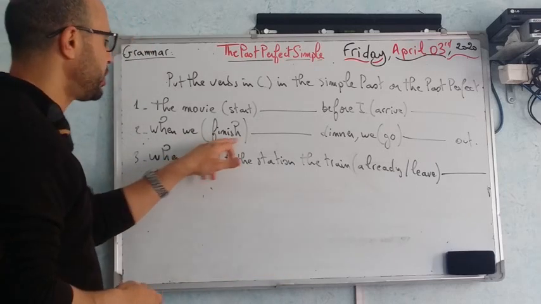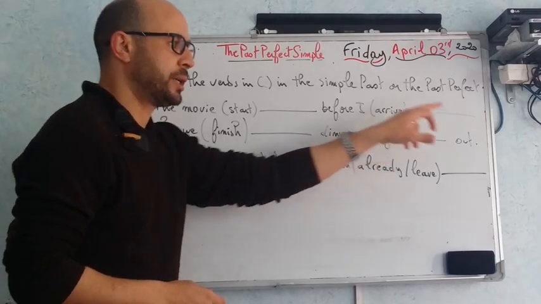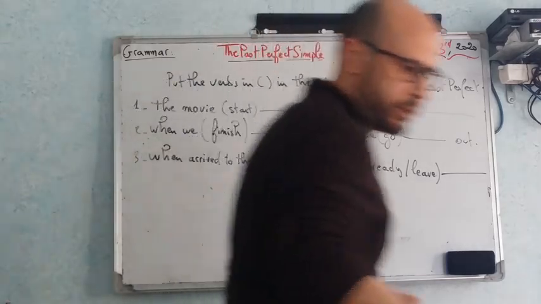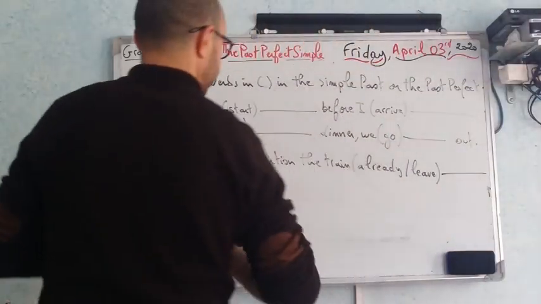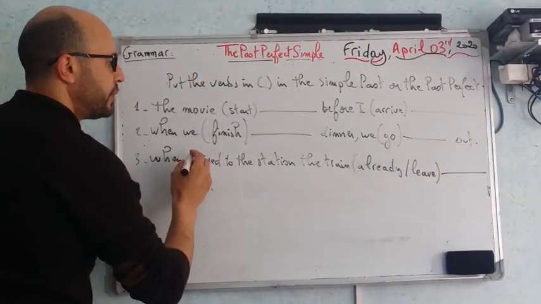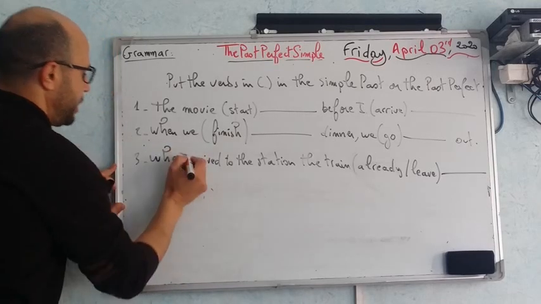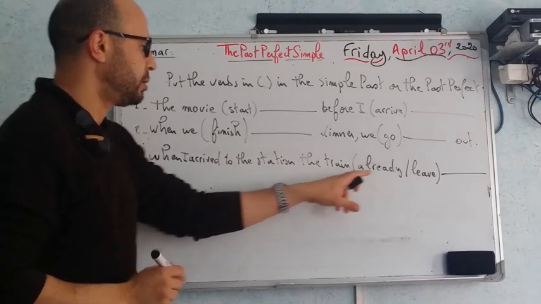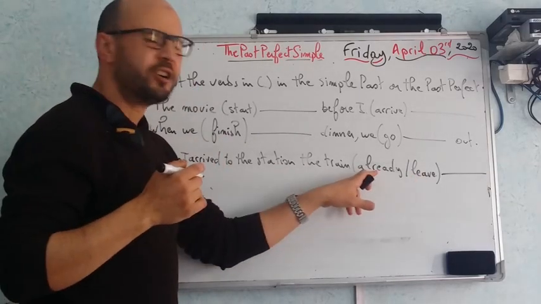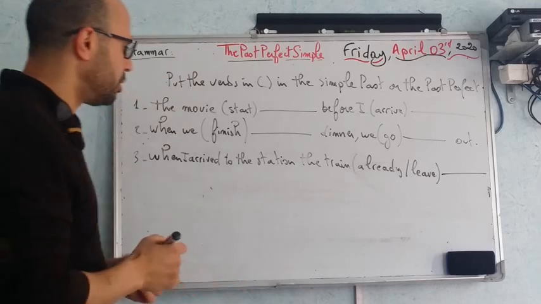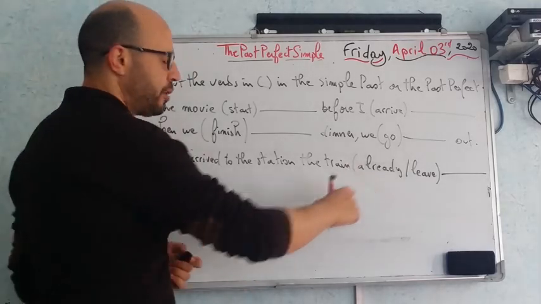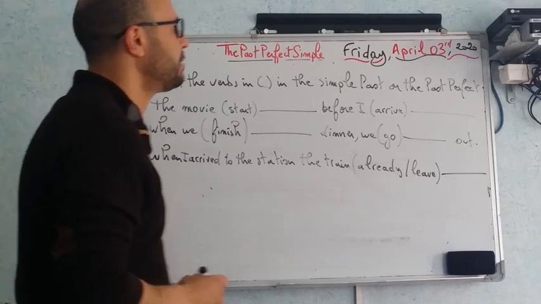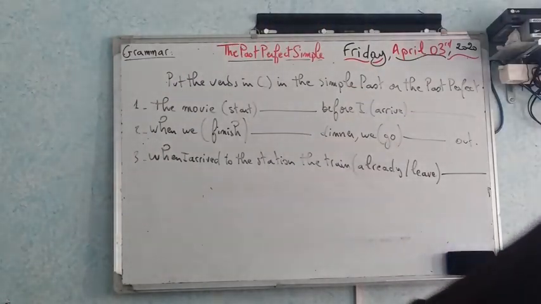When we (finish) dinner, we (go) out. When I (arrive) at the station, the train already (leave). Already, like déjà, is an adverb which is often used with the past perfect tense. So let's see how you are going to do the exercise.